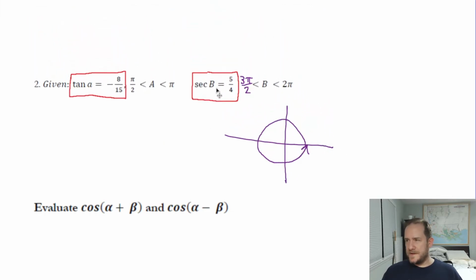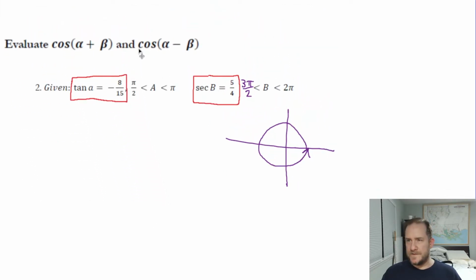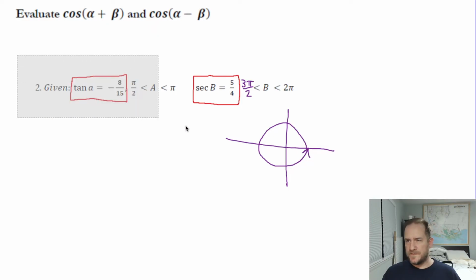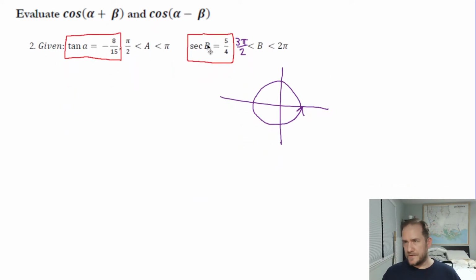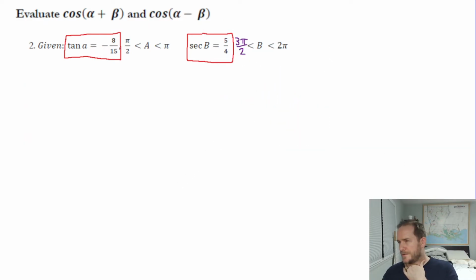So we haven't done anything. I thought we had done something by now, but we haven't. So we need to use this given information to find our x's, y's, and r's so that we can find our sines and cosines. So let's do it. I'll throw this in the garbage.